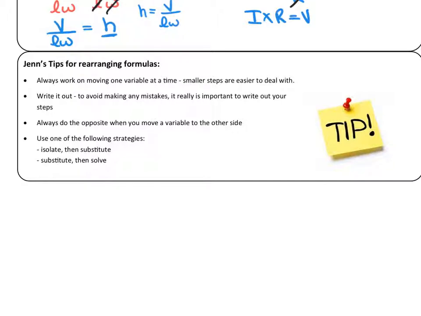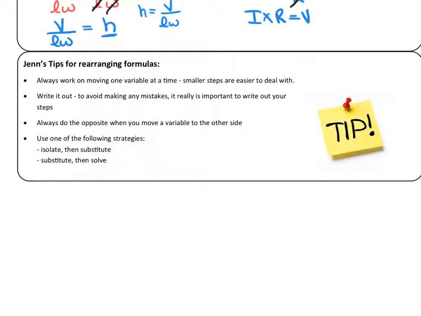Here I've written a couple tips for you, Jen's tips for rearranging formulas. Always work on moving one variable at a time. Smaller steps are easier to deal with, so it's much easier to move one variable at a time. Write it out to avoid making any mistakes. It's really important you write out your steps so you can see exactly what you're doing.